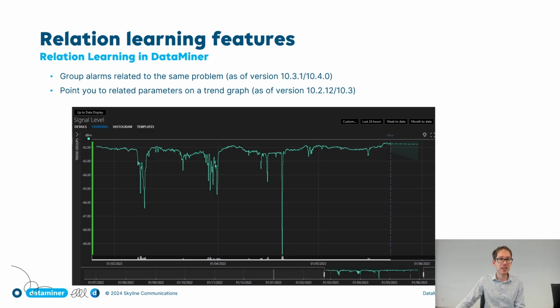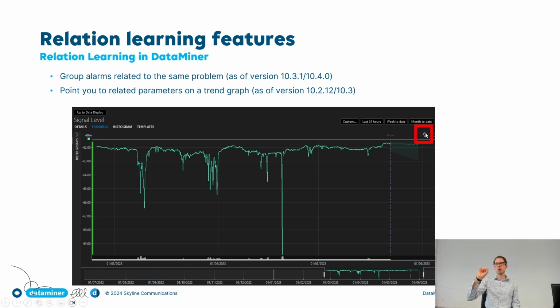A second application is about pointing you to related parameters. Assume that there is a problem and you're investigating it. So you're looking at a trend graph and you see, for example, this spike here. Now, at this point, maybe you're wondering, what parameter should I be looking at next? Well, using relation learning, we are able to propose which other parameters you could take a look at. That's why we've implemented this light bulb here.